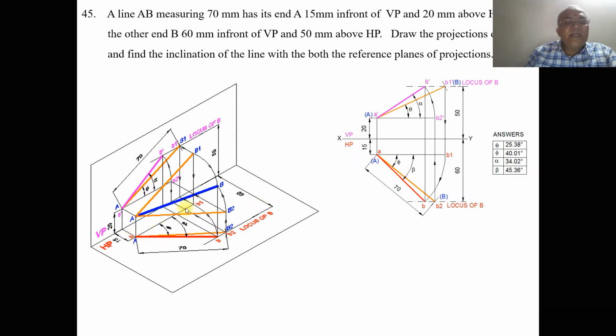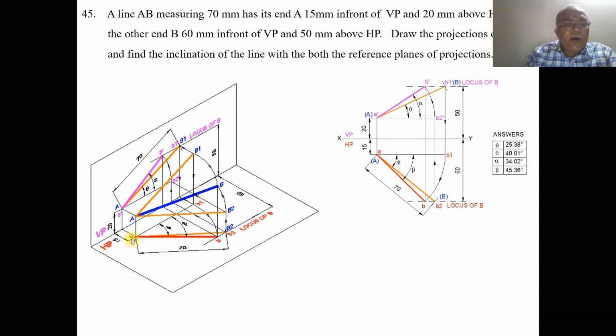So with A as center, taking the radius of capital AB1, you rotate it such that B1 is going to cut the locus of B in the top view here. That means when it is projected in the top view, it will come and touch this point here, which is small b. So in other words, when you are rotating in space, the image in the horizontal plane also gets rotated.